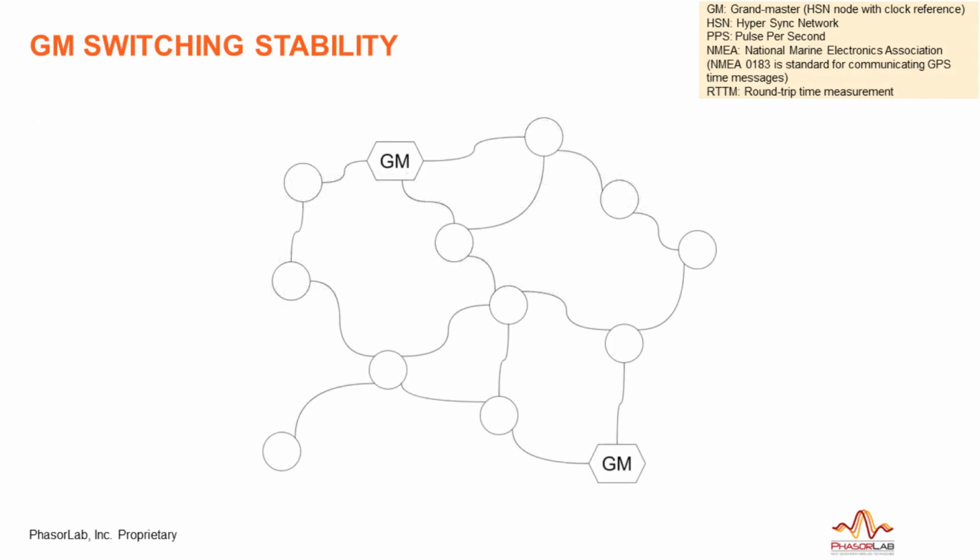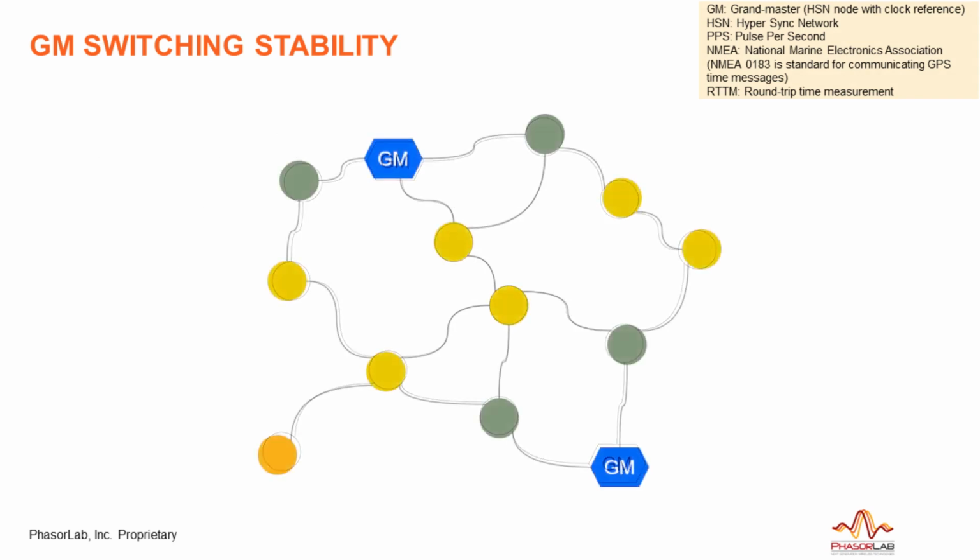In this example of an HSN network with two GM nodes, the others will synchronize with their neighbors to get the best connection to one of these two, leading to a node hierarchy given by these colors: green for one wireless hop from a GM node, yellow 2 hops, orange 3 hops, and red 4.